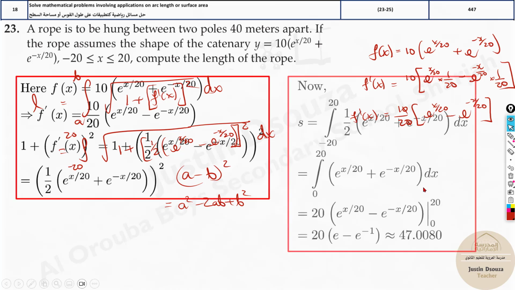Let's look at the answer. Yes, it is nearly 47 feet, or whatever the dimension is. It's meters.